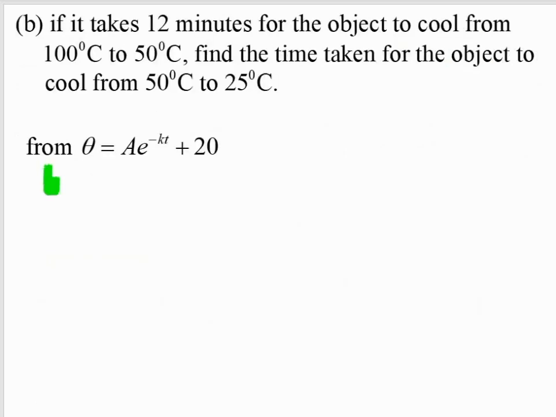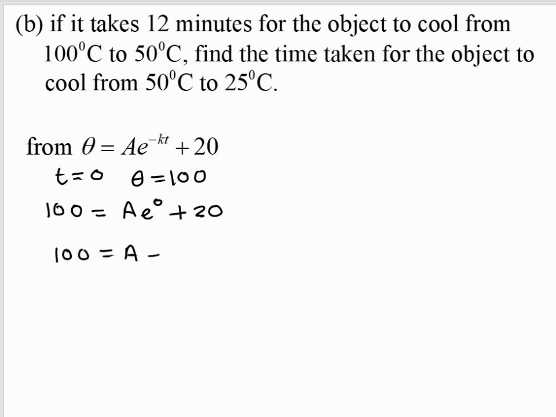So we start with when t equals 0. Our theta is 100. So we substitute into the general solution. We have 100 equals A e to the power of 0, because when t is 0 it becomes e to the power of 0, plus 20. So 100 equals A plus 20. That means our A is equal to 80.